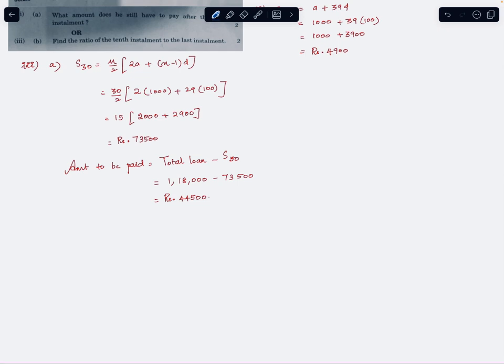B part of the third question, find the ratio of the 10th installment to the last installment. A10 is equal to a plus 9d, which is 1000 plus 9 times 100, that is rupees 1900, and we have this A40 already, which is rupees 4900. A10 is to A40 is equal to 1900 is to 4900, which is 19 is to 49.